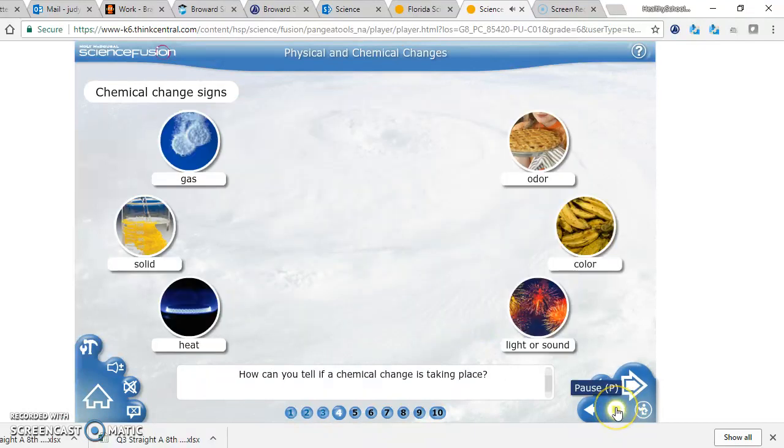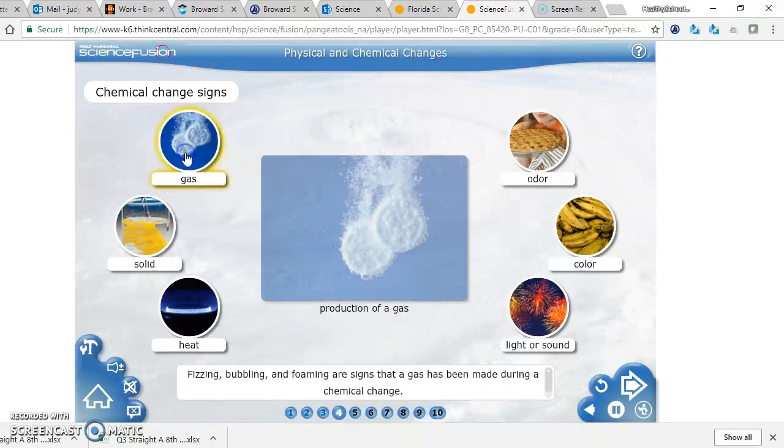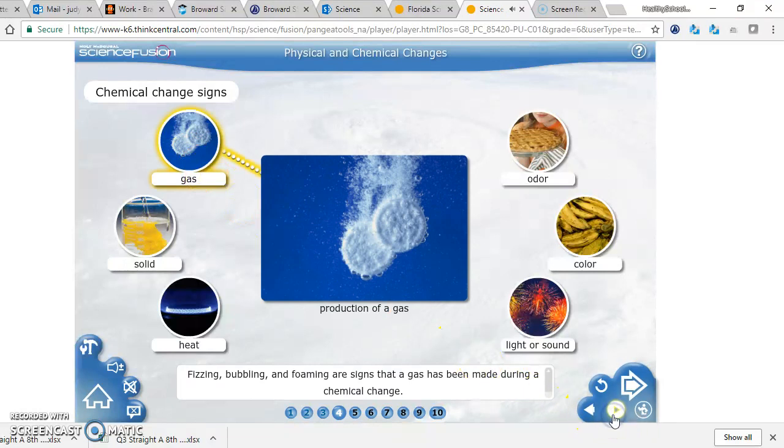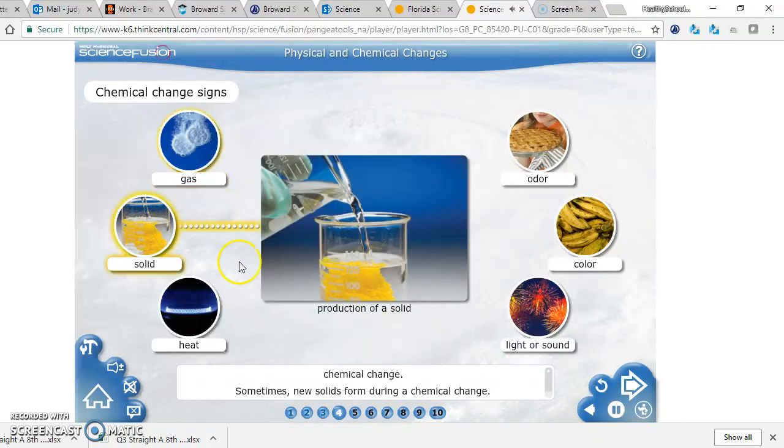How can you tell if a chemical change is taking place? There are different forms of evidence that show that a chemical change might be happening. Click each picture to learn more about the signs of a chemical change. Fizzing, bubbling, and foaming are signs that a gas has been made during a chemical change. Sometimes new solids form during a chemical change.